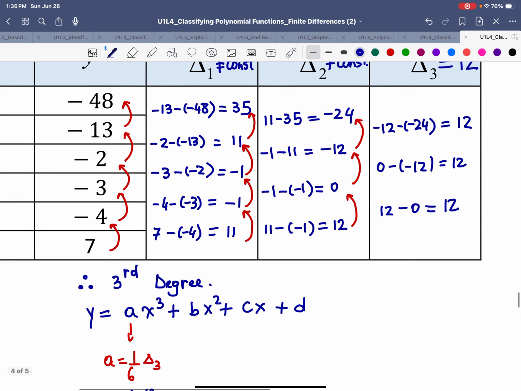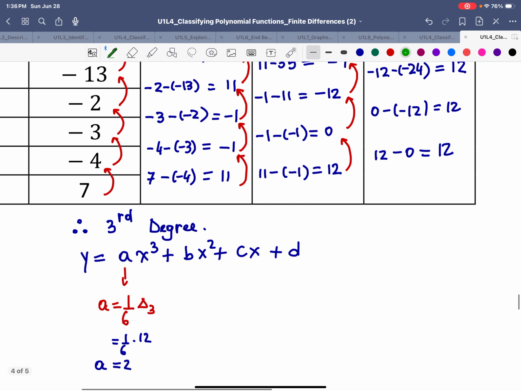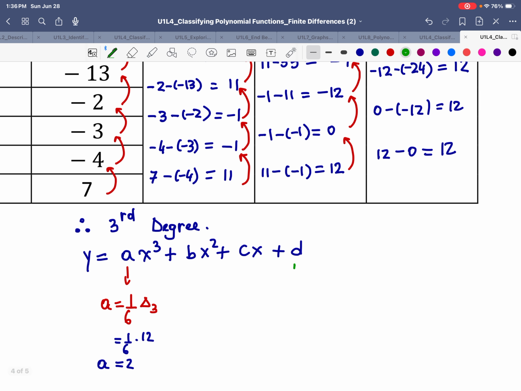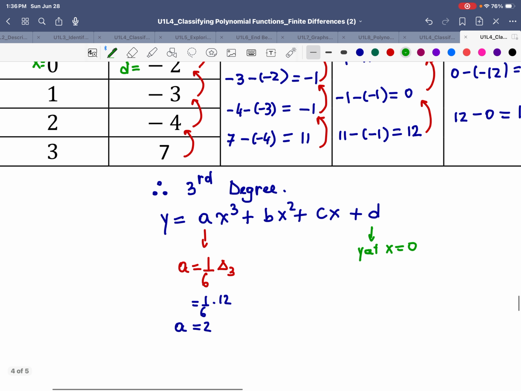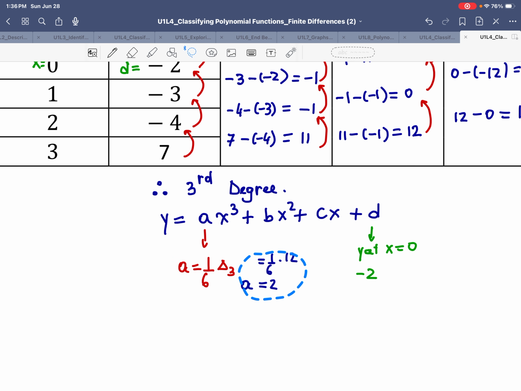Next, we're going to find the coefficient d. Coefficient d is the y value of the function when x equals 0. And when you look at the table of values, at x equals 0, we have the y value of negative 2. This is going to be our constant term of negative 2. So what that means is that we're now ready to get to the coefficients b and c. That's what we're missing.